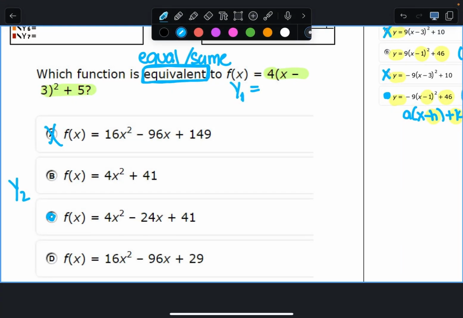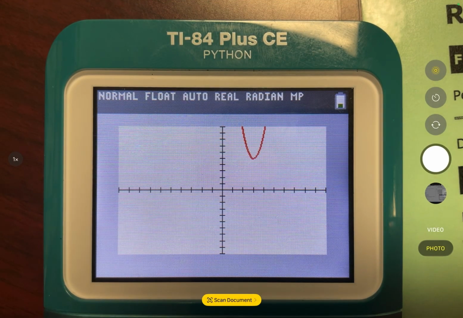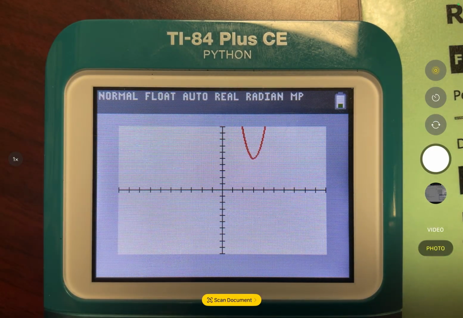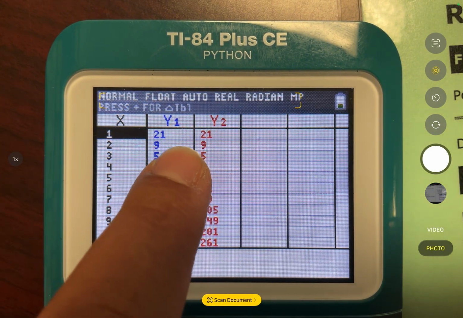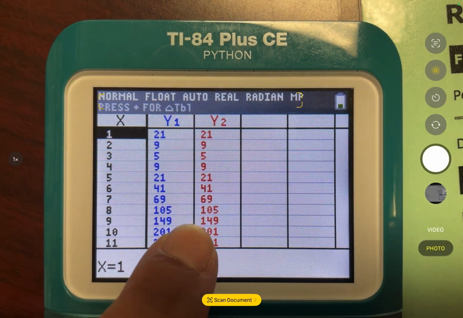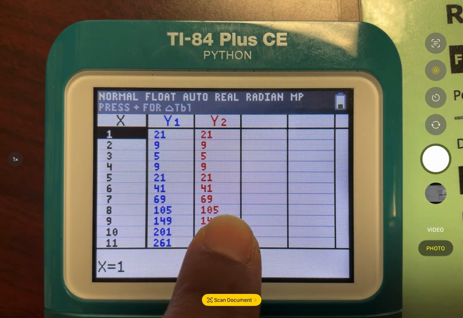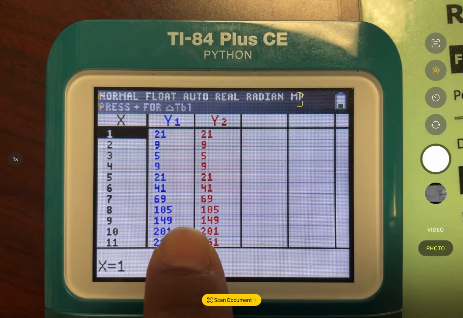Now, in first period, I do have somebody, unfortunately, that is colorblind. So he said, how am I supposed to know that one of them graphed on top of the other? Go to your table. Second graph. Look at all of your Y values. They're all exactly the same. But I did tell him, if one side is negative and one side is positive, that doesn't match. They both have to be exactly the same. Same sign and everything. Okay?